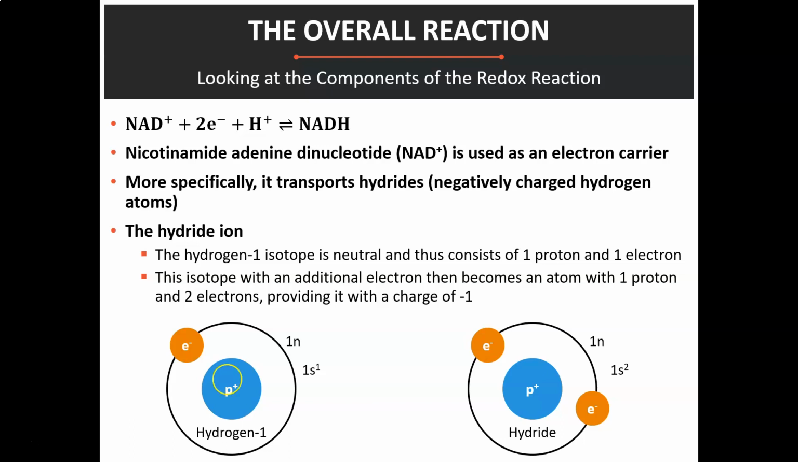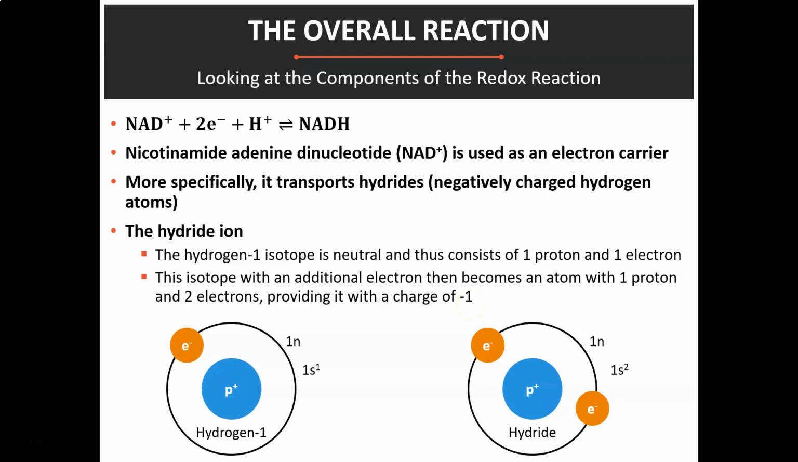Nonetheless, the protium or hydrogen 1 atom, again, has 1 proton in the nucleus and 1 electron in the valence shell. This provides a balance of the positive and negative charges, providing the atom with an overall charge of 0. By contrast, the hydride ion is a hydrogen 1 atom with an additional electron in the valence shell, creating an imbalance between the positive and negative charge, with the +1 charge conferred by the proton being offset by the 2 -1 charges of the electrons, providing an overall charge equal to -1, making this a hydrogen anion.